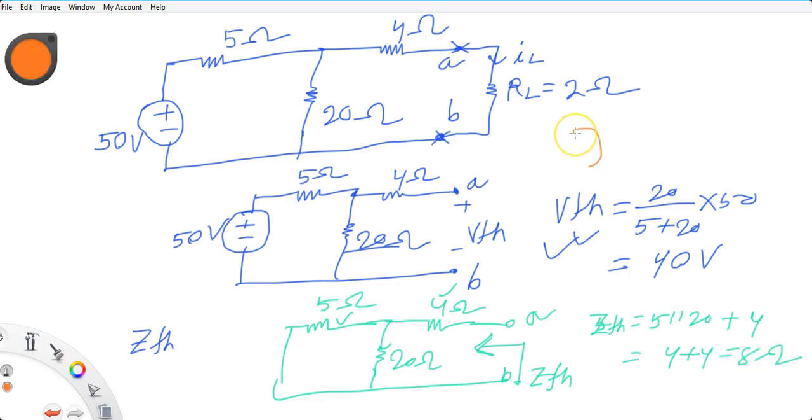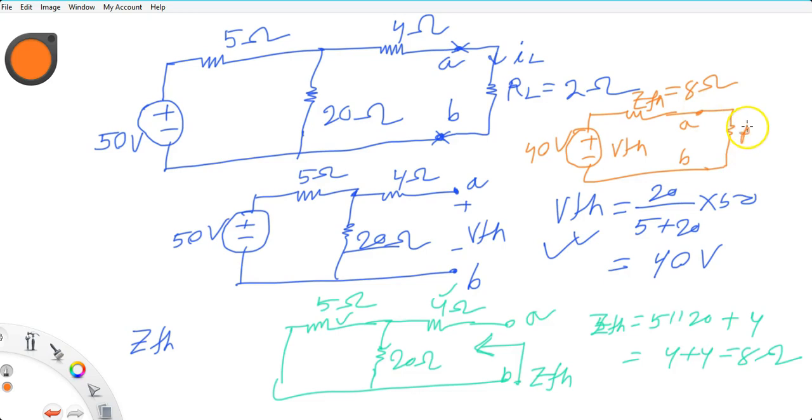We got this VTH, ZTH of 8 ohm, and this is your 40 volt. Then you connect your load, that is your RL, 2 ohm. So this is your current, your IL. It is easy. IL is equal to 40 upon 2 plus 8, that is 40 upon 10, that is 4 ampere.